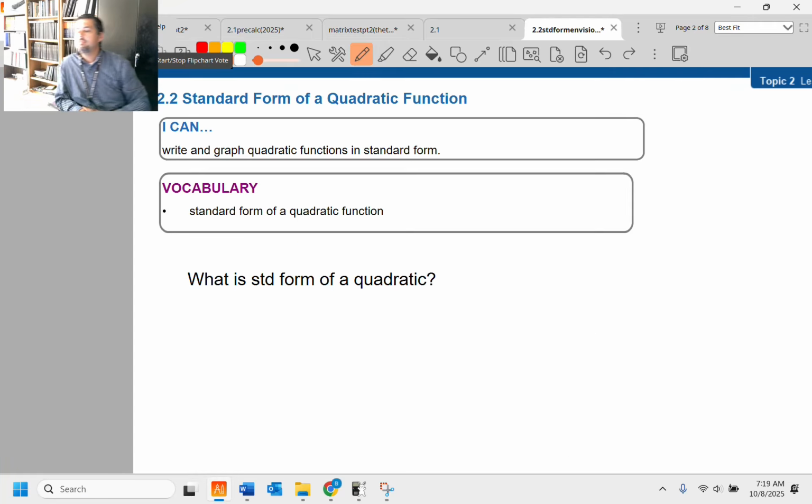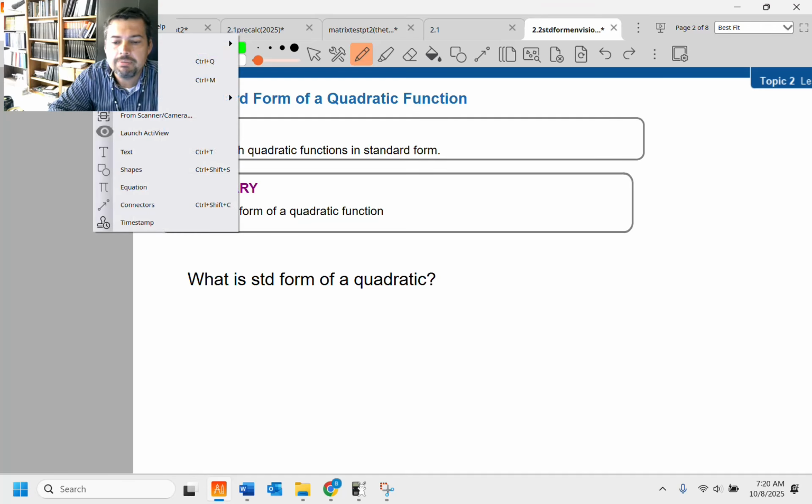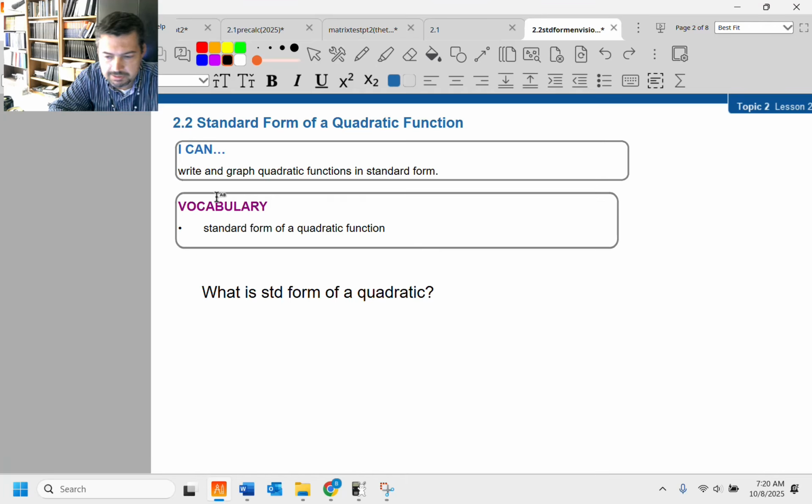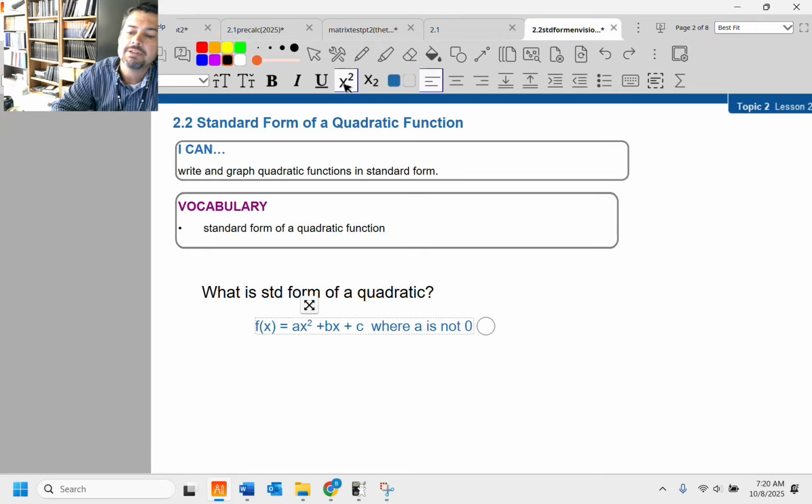All right, so back to 2.2, the standard form of a quadratic function. What is the standard form, the STD form of a quadratic? Well, that would be the ax squared plus bx plus c. So standard form would be f of x or y equals ax to the second plus bx plus c, where a is not 0. That's the big deal. A can't be 0, because if a was 0, it wouldn't be a quadratic because it wouldn't have x to the second.